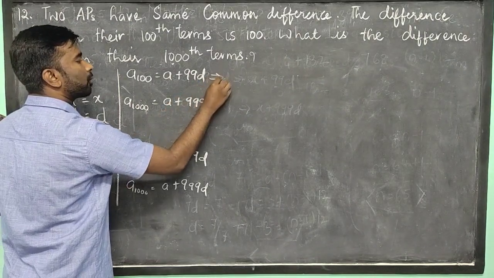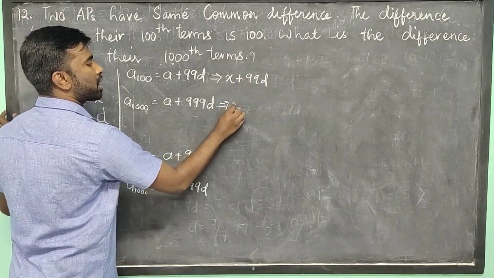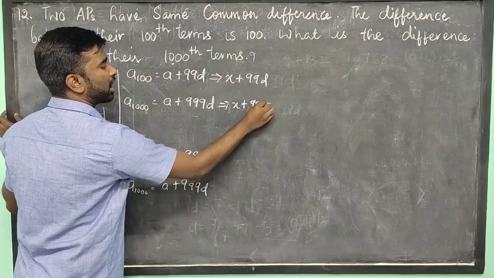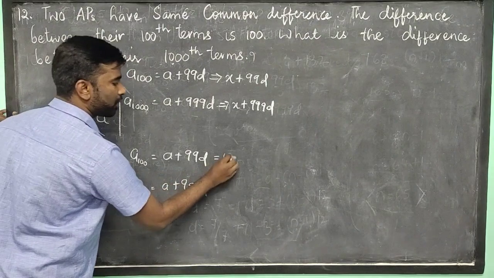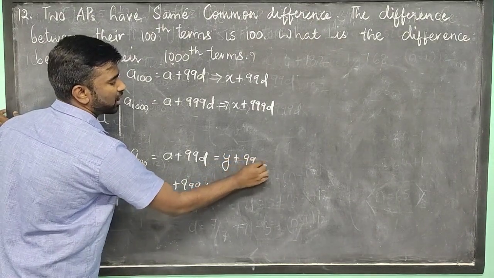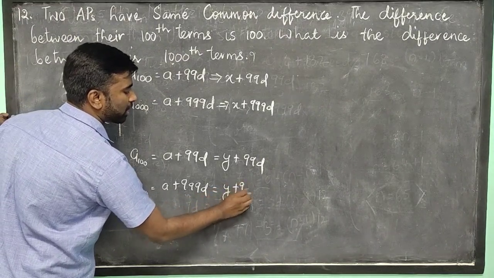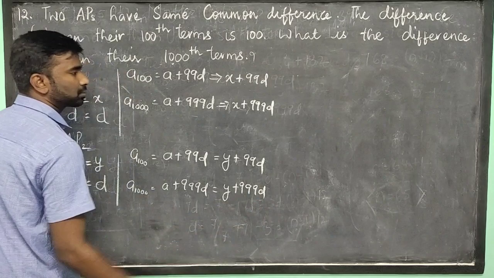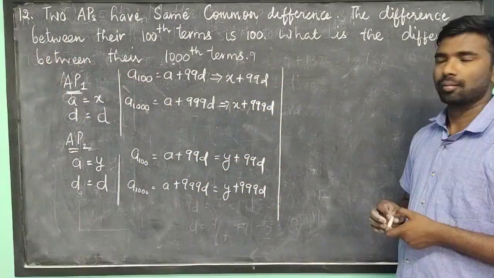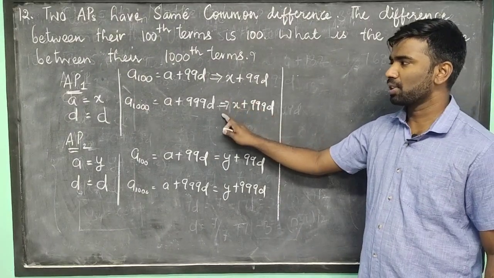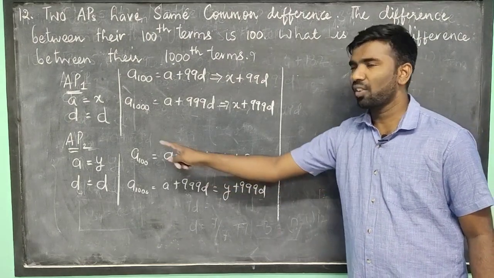We get X plus 99D, and here X plus 999D. Here replace A by Y: Y plus 99D, and for the 1000th term it is Y plus 999D. Students, we have found the 100th term and 1000th term of AP1. In the same way, we have found the 100th term and 1000th term of AP2.